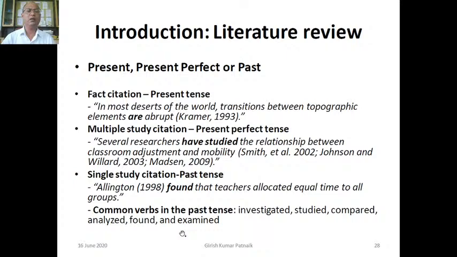The common verbs in the past tense that are generally used for a single study citation: the way we are using found, similarly the other words that you can also use are investigated, so and so investigated, because it is a single paper, studied, compared, analyzed, found, examined. So all those things are related to your single study. Single study means one paper. When you talk about more than one paper, that is your multiple study. So for a multiple study, you will have to use present perfect tense. But for a single study, you will have to use past tense.